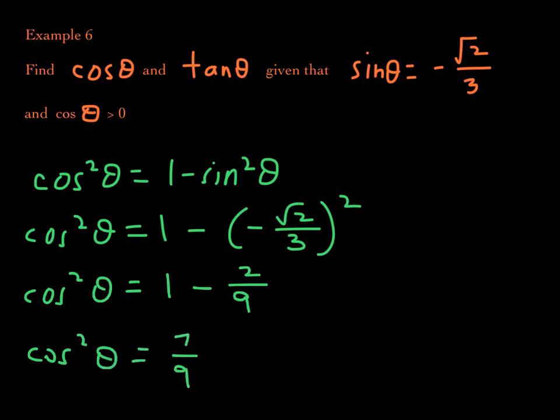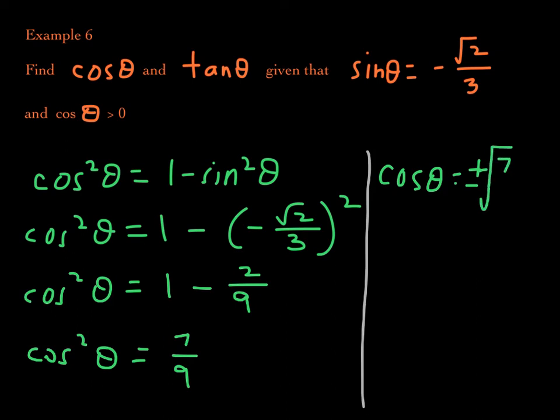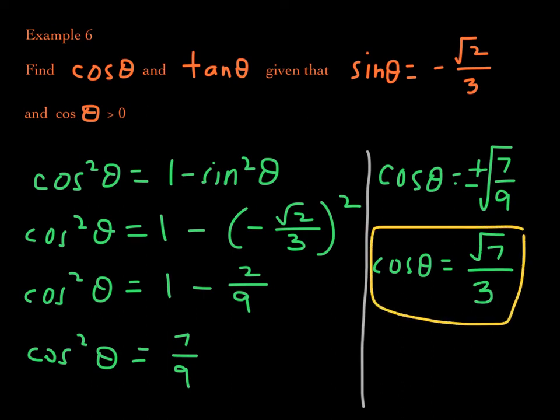Let's take the square root of both sides. If I take the square root of both sides, I have cosine of theta is equal to plus or minus the square root of 7/9. Well, they already told me that cosine of theta is positive, so I can ditch the negative and just say this is a positive value, and it's positive root 7 over 3. Cool, so that's one answer. That's cosine of theta. I found it using a Pythagorean identity.